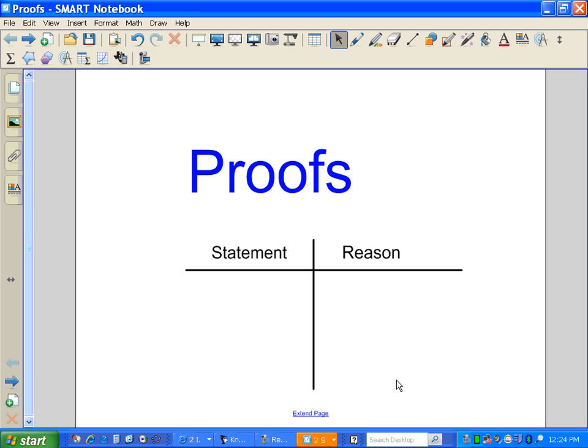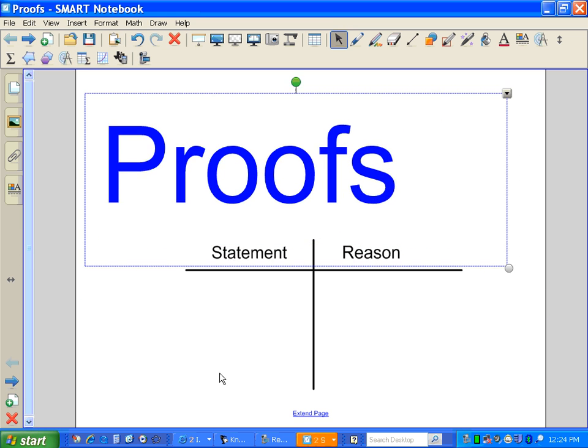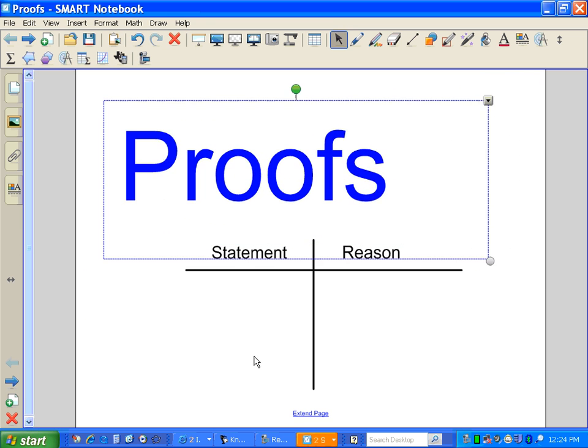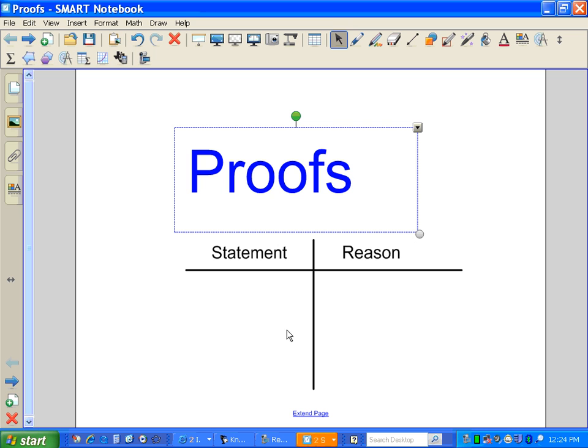All right, so today's topic is proofs. Proofs are a pretty major part of geometry. You're going to learn a lot more about them in advanced math, so we're just doing an introductory thing. They sort of loom large and are overwhelming for people, but the basic type of proof is what's called a two-column proof. We're going to do a couple of examples of that today.